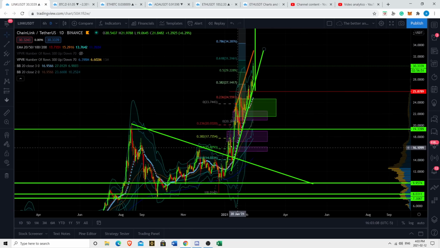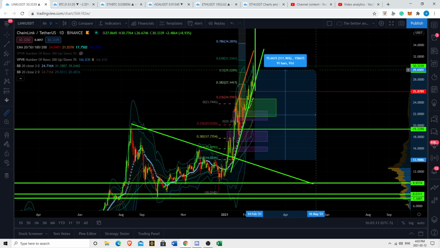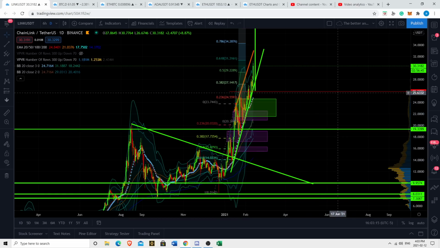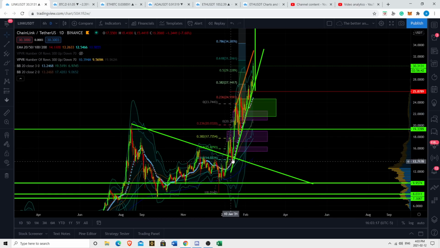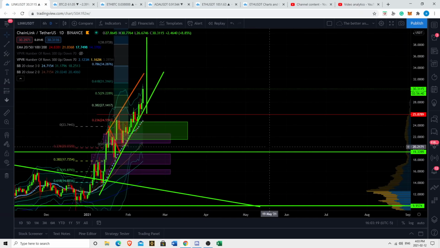I was warning people. I was talking about Chainlink breaking out of this descending triangle here, and we've run up, what is it? Just over 100% ever since the breakout, when we were making videos ringing the alarm bells here. So folks, stay tuned to this channel.